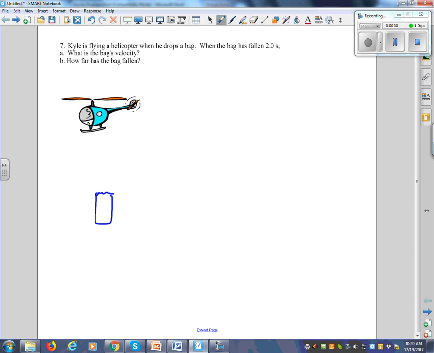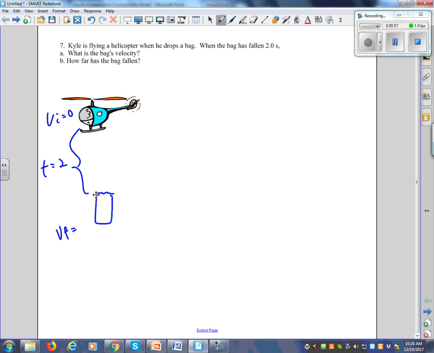Okay? The time is 2 seconds. What is the bag's velocity? So we are asking to find the final velocity after that 2-second interval. What is the initial velocity? 0, because it's dropped. Now, it doesn't say anything about this helicopter rising or falling. You can only assume that it's sort of just hovering there, right? So what is the bag's velocity?